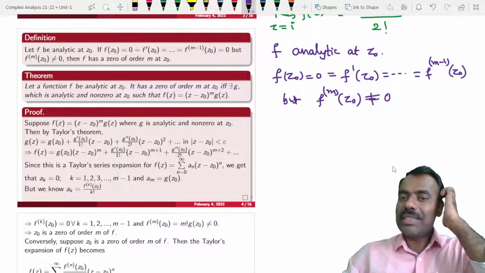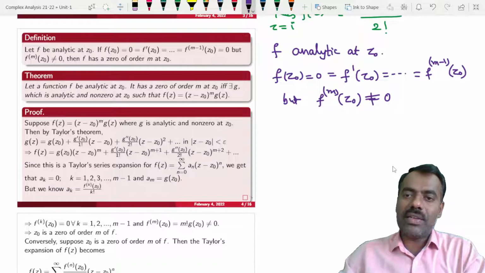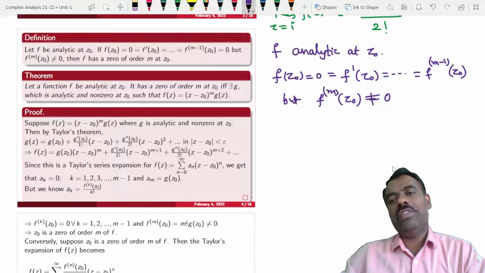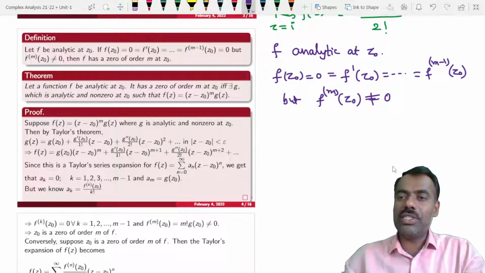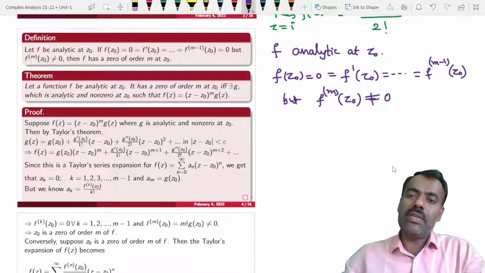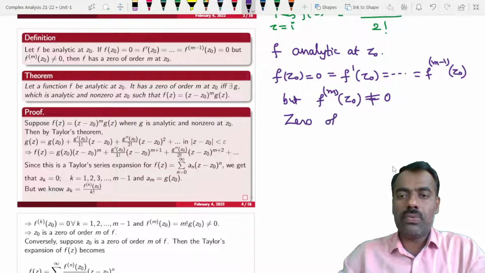Then we say that, clearly z naught is a 0. Not only that, after the first derivative, substituting z naught gives 0, up to the (m minus 1)th derivative it is 0, but the mth derivative evaluated at z naught is non-zero. So this shows that it is a 0 of order m.